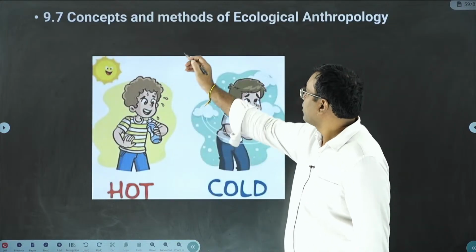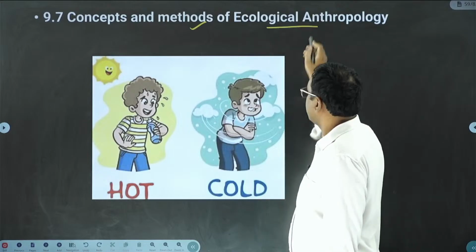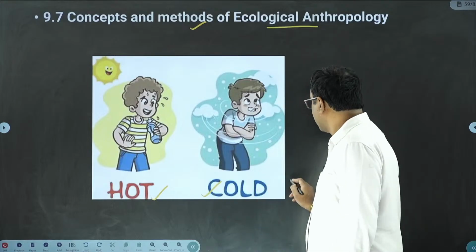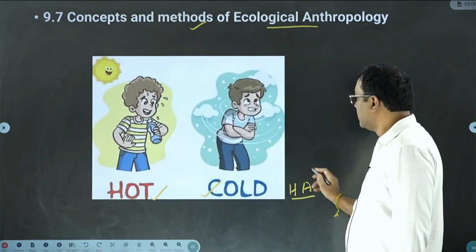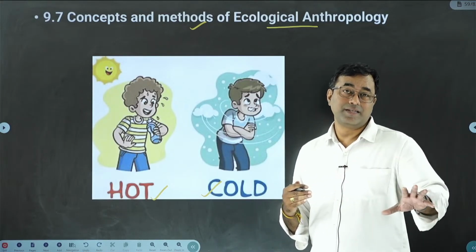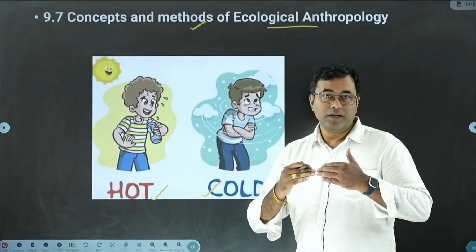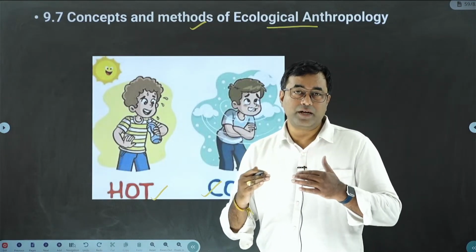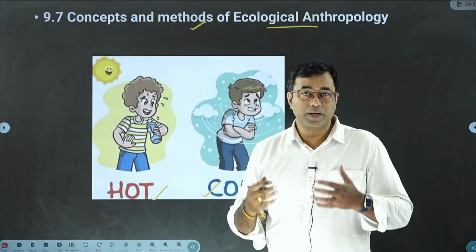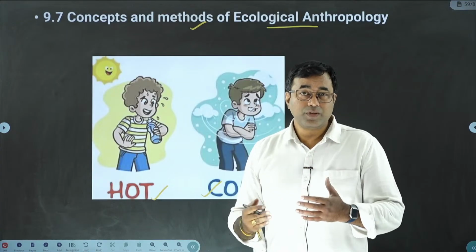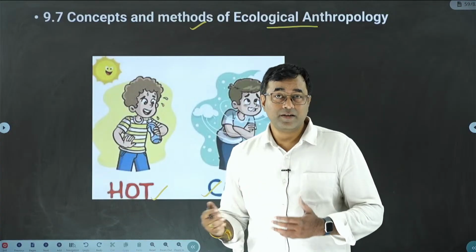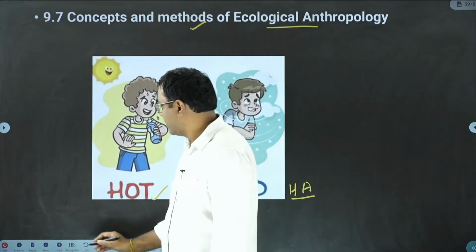Next one is concepts and methods of ecological anthropology. Here we will try to understand, in hot conditions, cold conditions, and high altitude conditions, how people undergo certain physical changes as well as cultural changes. When you go from sea level, living in coastal areas, and all of a sudden visit the Himalayas, what changes do humans undergo? How you are able to adapt and acclimatize to changes in environmental conditions will be discussed in chapter 9.7.